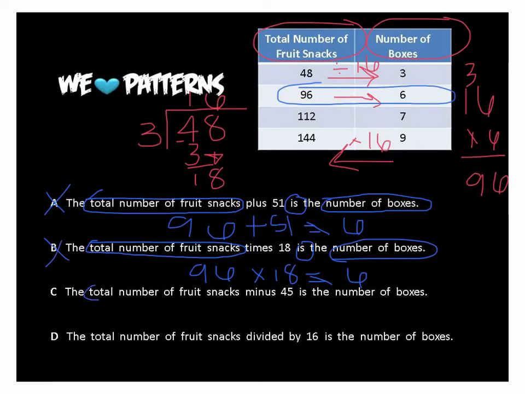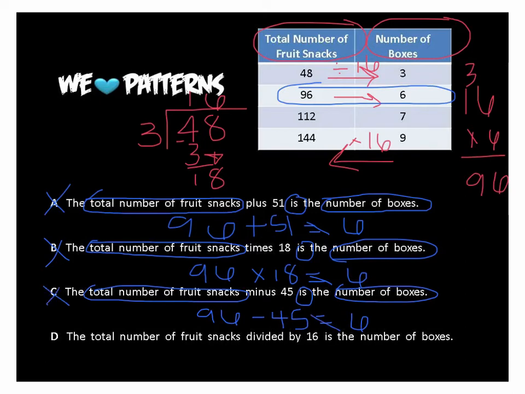C, the total number of fruit snacks, let's use 96 again, minus 45 is, which means equals, the number of boxes. 6. 96 minus 45 is 51. So this is not the correct answer.